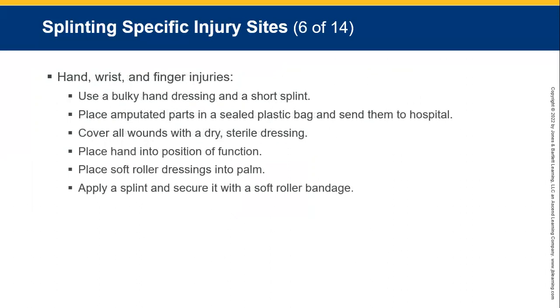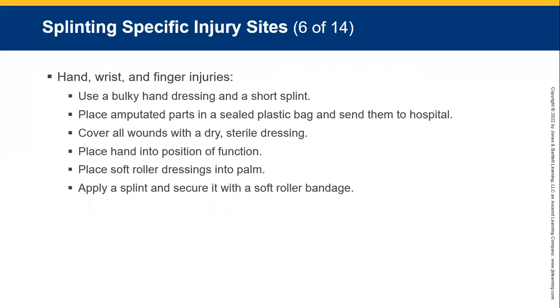Always remember, with hand, wrist, and finger injuries, dressings can be bulky and use a short splint. If you have amputated parts from injuries to the hands and things like that, always make sure that once you stop the bleeding, you recover the amputated part, clean it, wrap it in a sterile dressing, place it in a plastic bag, and send it with the patient with some sort of knowledge of the time of amputation.